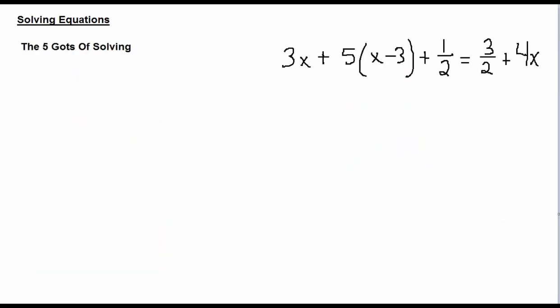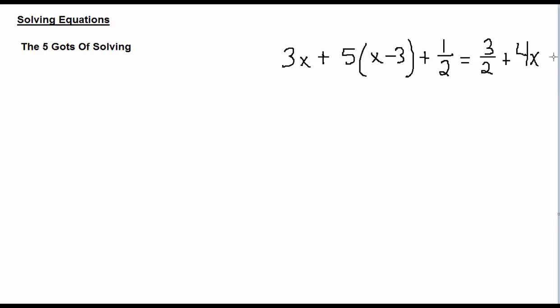So often in math, we're dealing with more complicated questions, not just ones that require a one-step process like in the last problem. And so therefore, we're going to need to learn the 5 gots of solving. I call it the 5 gots because we're going to have problems that are a little more ugly, like this: 3x plus 5, open parenthesis, x minus 3, close parenthesis, plus 1/2 equals 3/2 plus 4x. Ooh, that problem right there, it's got a lot of parts to it. And so we need to have some kind of organization to solve these problems.